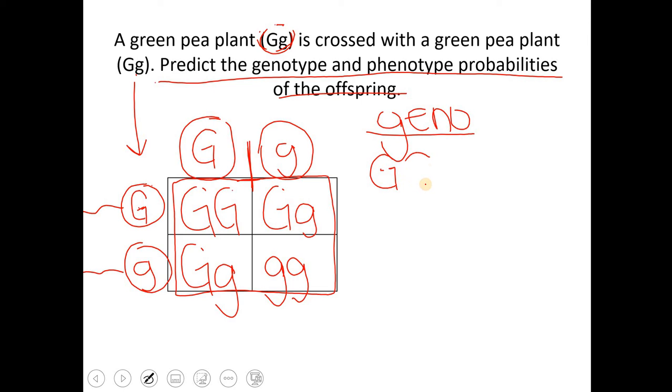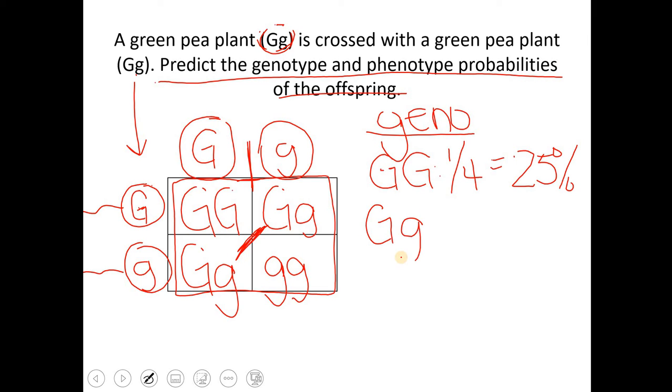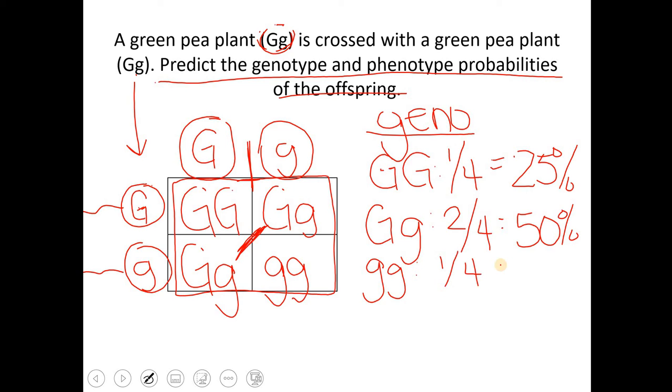And we have a 1/4 possibility that the plant will be big G, big G. That's the same thing as saying a 25% chance. Then, big G, little g. We have a 2 out of 4 chance, or a 50% chance that the offspring will be big G, little g. And little g, little g, there's one of those for another 25% chance. That's for our genotypes.